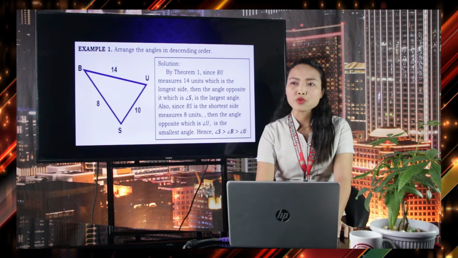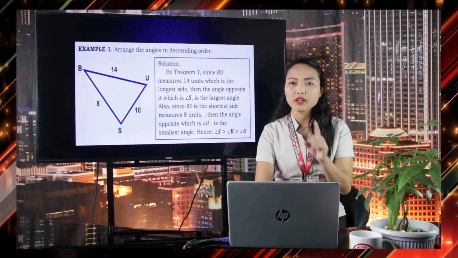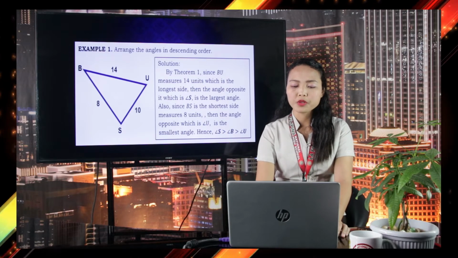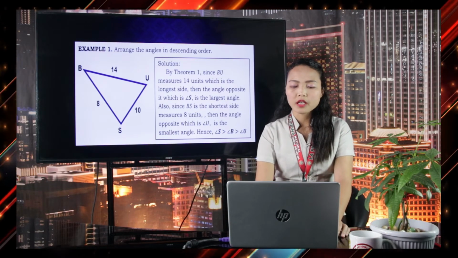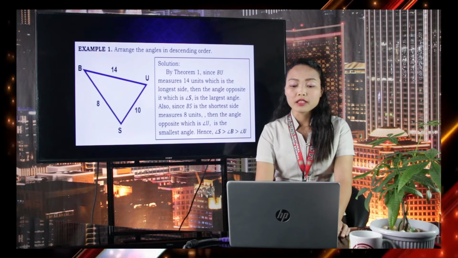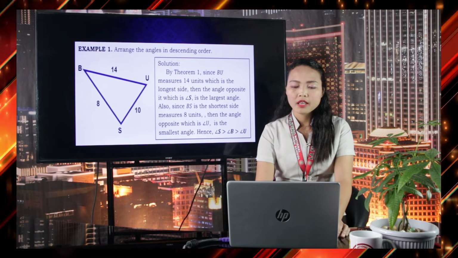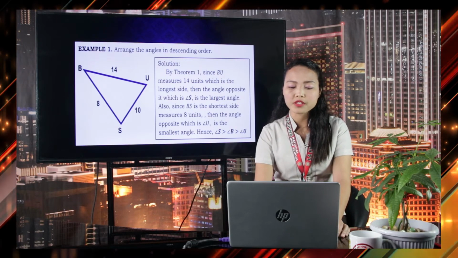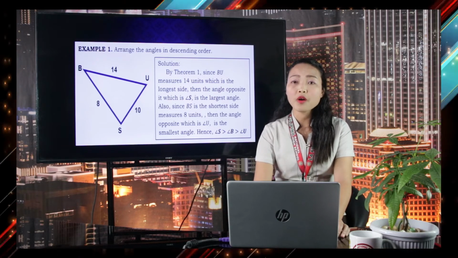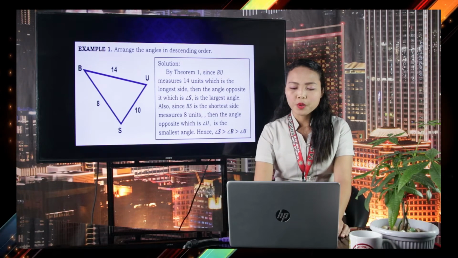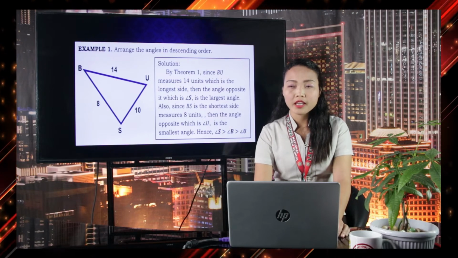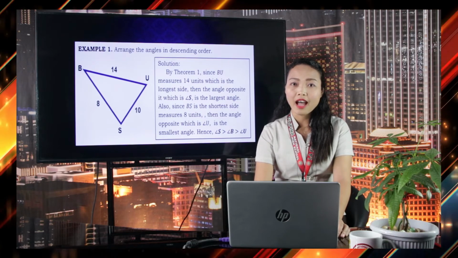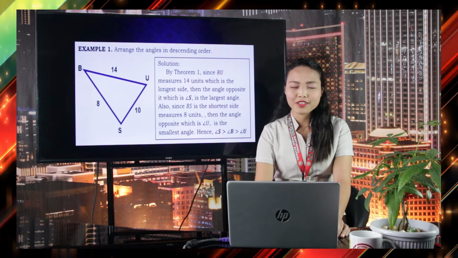Okay, so how do we write it? Write the angle symbol and capital letter S, then the symbol for greater than, then the angle symbol and B. And we also write the symbol for greater than, and angle U. So how are you going to read this one? We have angle B is greater than angle U but less than angle S. Okay, can you follow?